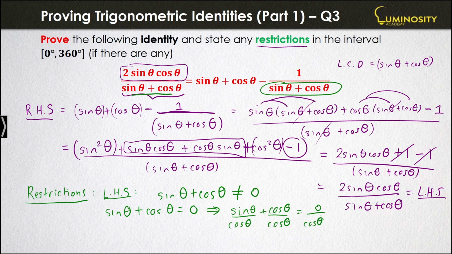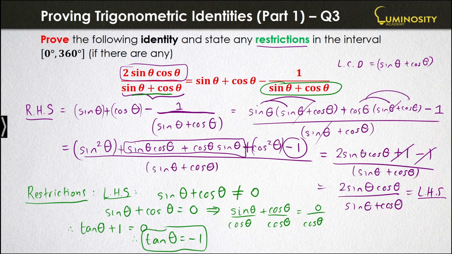So we're going to get sine theta divided by cos theta, that's tan theta. Cos theta divided by cos theta is 1, and 0 divided by cos theta is 0. So now I have a trig equation with just one trig ratio and a constant. So I can say tan of theta equals negative 1. So that is the trig equation that we're going to solve.